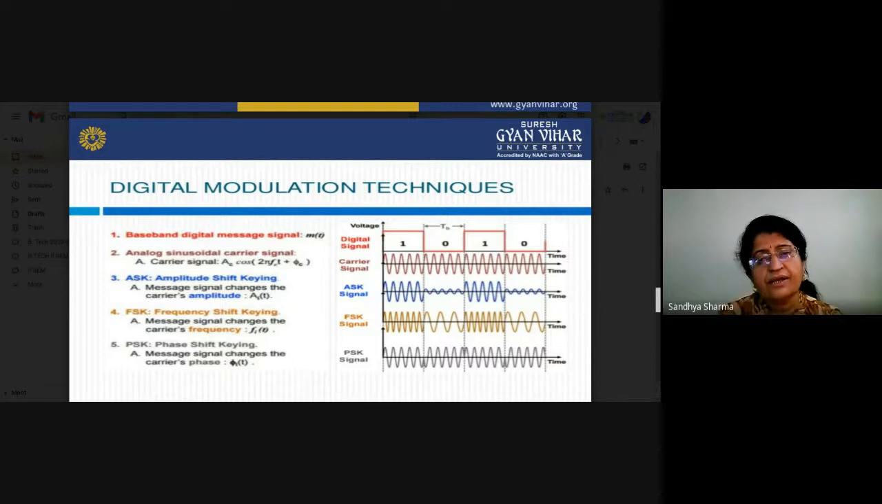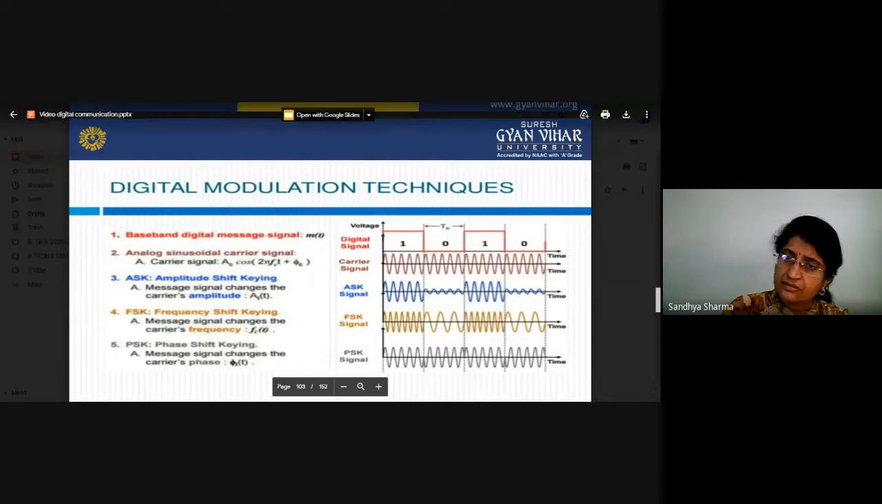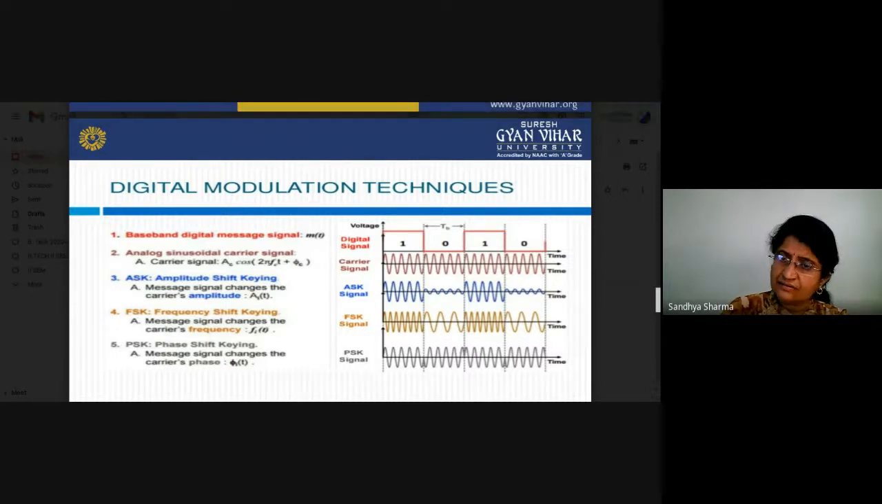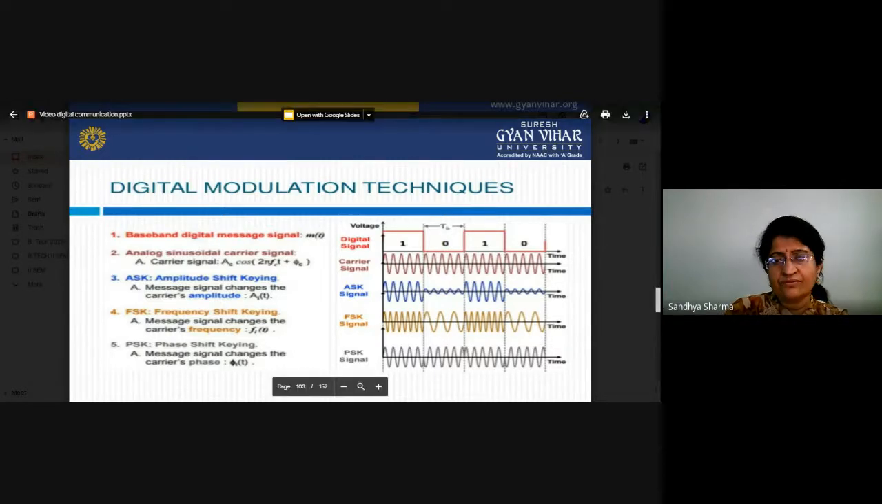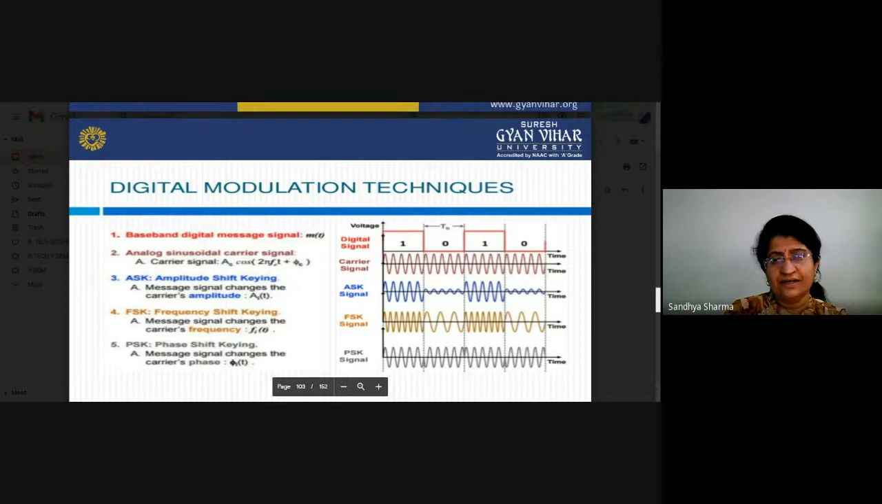Now we are working on the PSK signal. If we are talking about PSK, phase shift keying, what will happen? You have a digital signal 1010. If you are switching from 1 to 0, or from 0 to 1, what will happen at the boundary, when your 1 is ending and 0 is starting? At that point there is a phase change of 180 degrees.